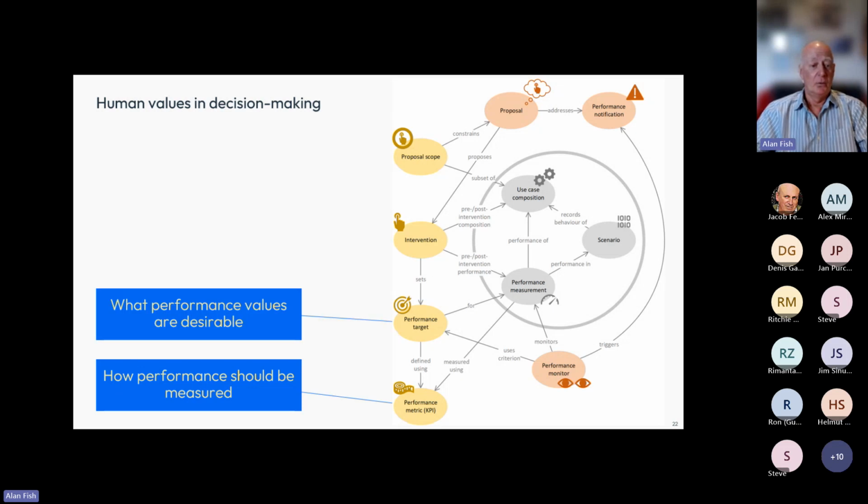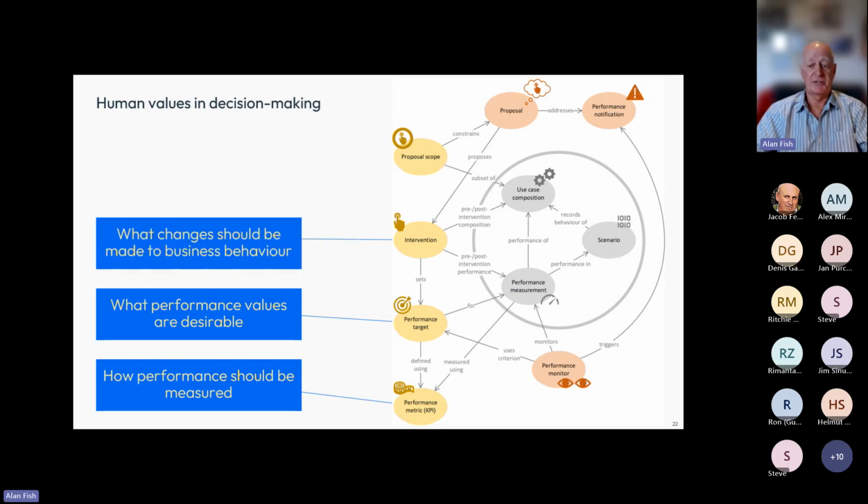Then, what performance values measured in that way are desirable? A metric by itself is of no use at all. It gives you a number, but do you want that number to be as large as possible or as small as possible, or do you want it to remain within certain values? Do you want it to be stable? Is it okay if it moves around? So the performance target tells you what we actually are looking to achieve with our composition.